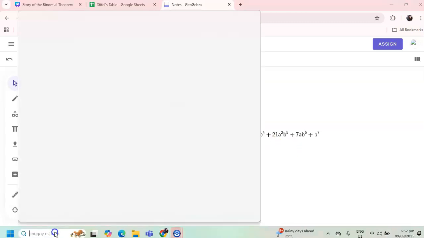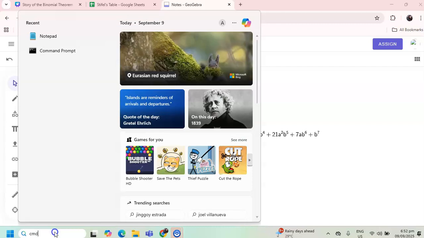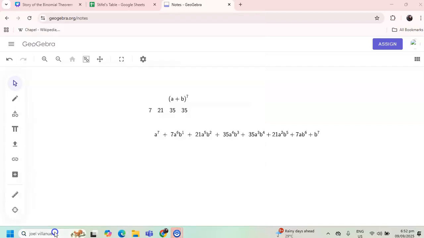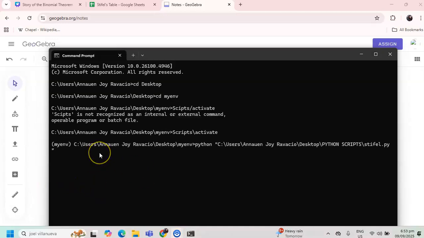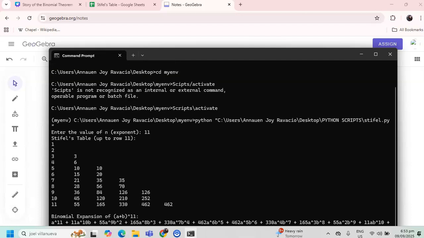Alright, so I'll show something incredible for 21st century skills. We have a Python calculator, so we go there, okay? Alright, so we're just calling the script. So here it is, and then we enter the value of n, for example 11, and Python will display the Stifel's table, and here are the coefficients when n is 11, and then this is the expansion here.